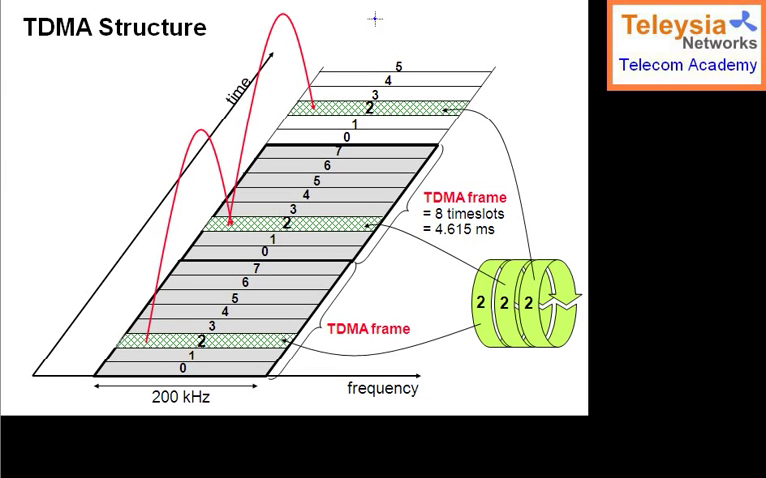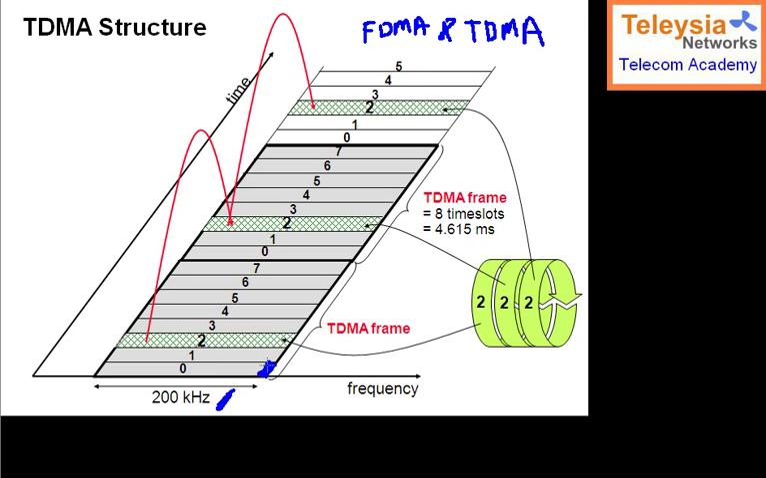Let me talk about the TDMA structure. As we know, GSM is a combination of FDMA and TDMA, right? So you can see here we have divided the entire frequency band into 200 kilohertz. That is the channel bandwidth of one GSM channel.